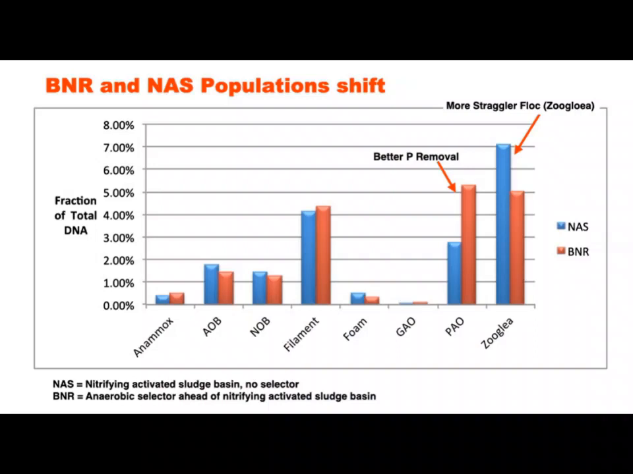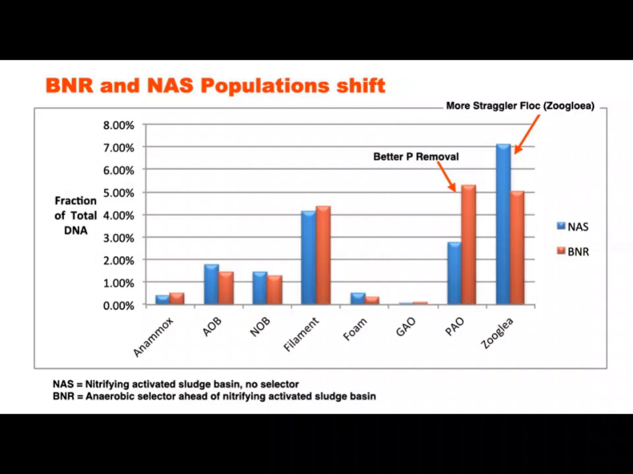The blue bars show the relative counts when it was a straight nitrifying activated sludge system, which was kind of a plug flow type of reactor operating with an SRT and DO control to achieve nitrification, but without the anaerobic selector going for phosphorus removal. And really what was being targeted there was to get better P removal. And you can see it in the data where the PAO column showed the higher counts.